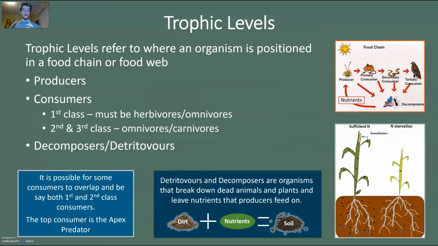These are trophic levels. Trophic levels refer to where an organism is positioned in a food chain or food web. So if they're at the start, they're a producer, and the producers are all autotrophs. Then you've got primary consumers, secondary consumers, and tertiary consumers. And then you've also got decomposers. Decomposers can break down dead organisms, and once they die, they break them down and leave nutrients behind for producers to feed on. Without decomposers, we would have really poor, nutrient deficient soil that producers would really struggle to grow in.